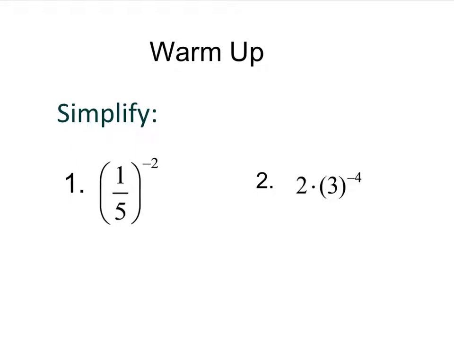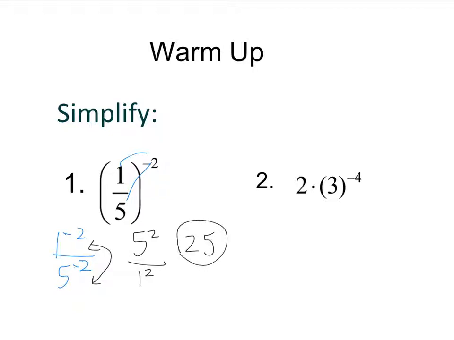So on number 1, 1/5 to the negative second power means I need to distribute that -2 to both the numerator and denominator. So I have 1 to the negative second all over 5 to the negative second, and then I can't have negative exponents, so I need to flip both of them to make my exponents positive, and I end up getting 5 squared over 1 squared, and 5 squared is 25, 1 squared is just 1, so my answer would be 25.